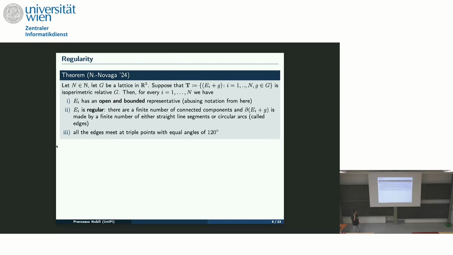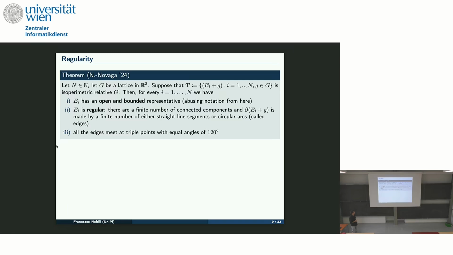And the regularity would be a planar regularity for isoperimetric tilings. So now we fix a lattice G, and we consider an isoperimetric N-tiling relative to the lattice. And then we can say something about the generator. For every i, a generator should have an open and bounded representative. This is like the basic a priori regularity result. And I will consider from now on, when I write E_i, this representative, without specifying.